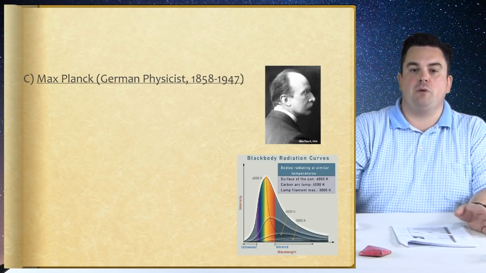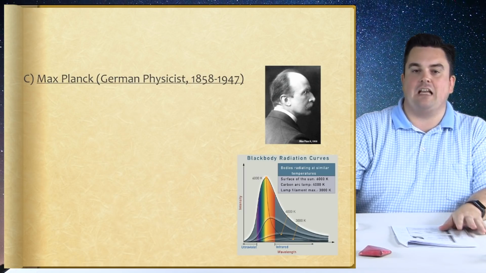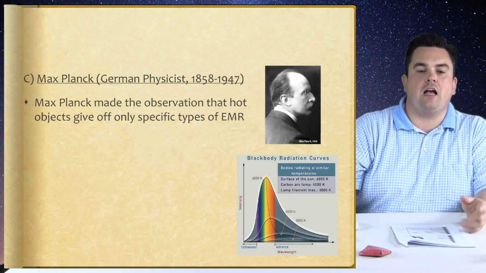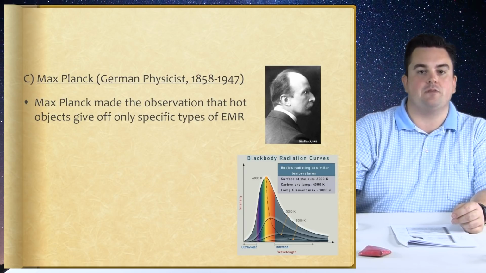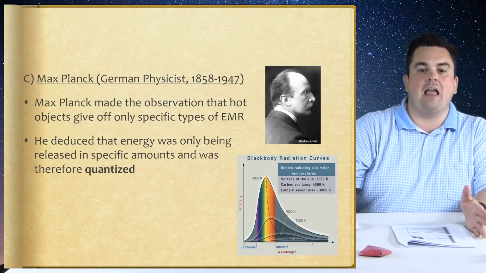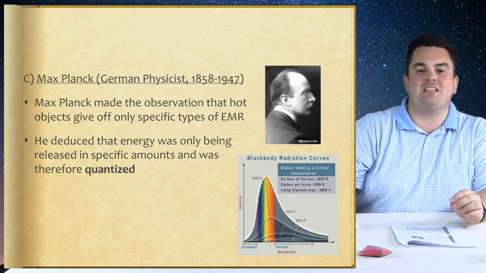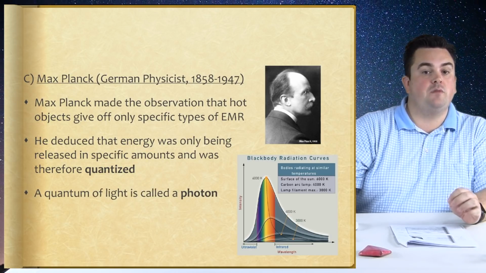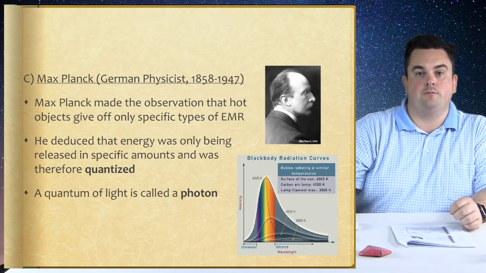Max Planck, German physicist, 1858 to 1947. Max Planck made the observation that hot objects give off only specific types of EMR. He deduced that the energy was only being released in specific amounts and was therefore quantized. A quantum of light is called a photon.